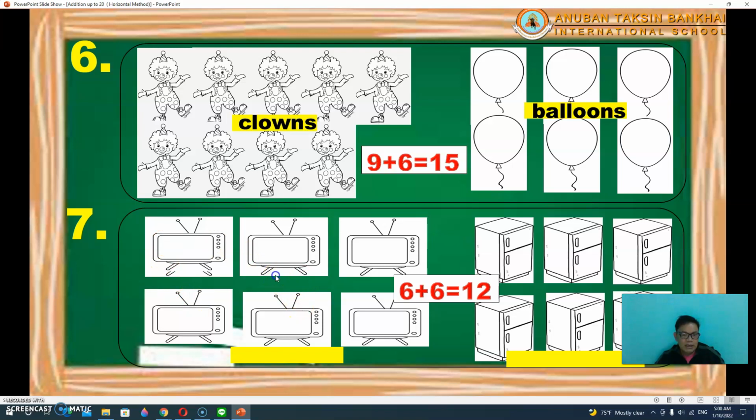So what are these? These are television or TV. Okay, how many televisions are there? 1, 2, 3, 4, 5, 6. Okay, 6 plus. What are these? These are refrigerators. Okay, 6 plus 6 equals how many? What is your answer? 1, 2, 3, up to 12. So 6 plus 6 equals 12. Okay, correct. Very good.